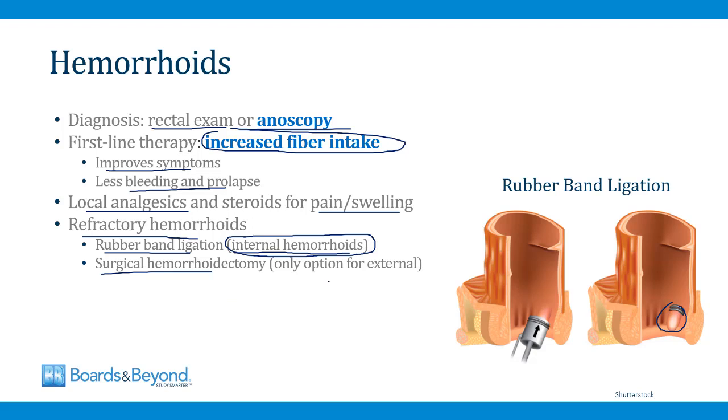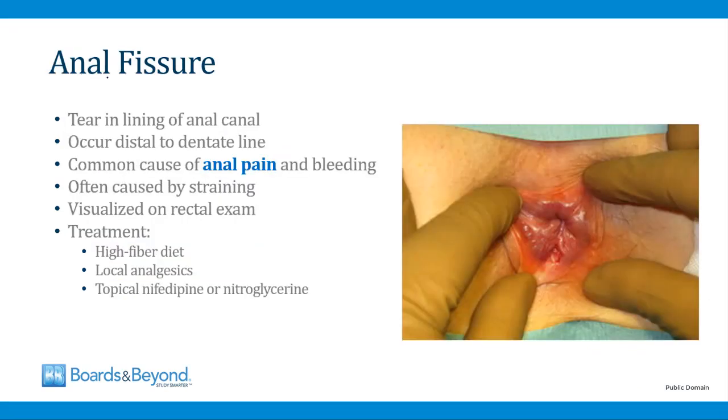This is the only option that's available surgically to treat external hemorrhoids because they can't be treated with rubber band ligation. And the last topic for this video we'll discuss is an anal fissure. This is simply a tear in the lining of the anal canal. Shown on the screen is a picture of one. You can appreciate these on physical exam. It's just a tear in the mucosa of the anus.